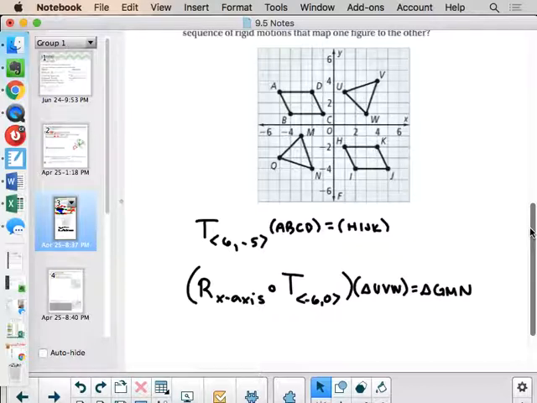Okay. Then for triangle UVW onto GMN. Okay, so that's what they did. UVW onto GMN. They did first a translation of 6 to the left, then a reflection across the x-axis. Okay. Yes, Tommy.